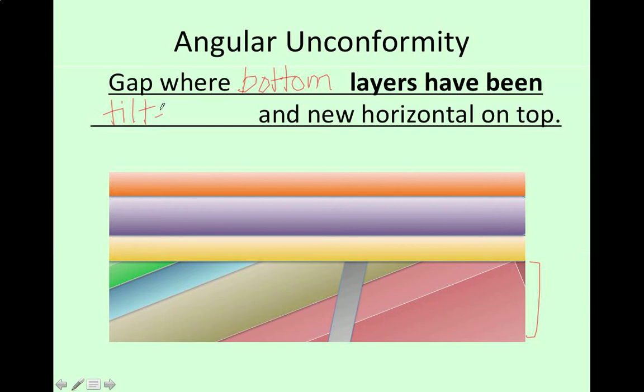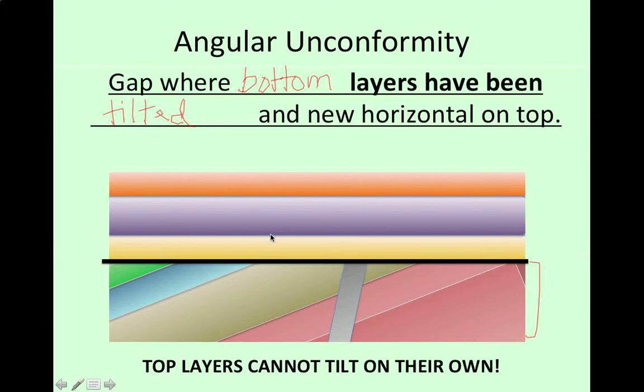And above those tilted layers, what I have is horizontal layers on top. So because of the angle here and the flat on top, I've got my unconformity. And this one typically doesn't show up as wavy, but simply because of the angle on top and the horizontal above, that stands out pretty good.